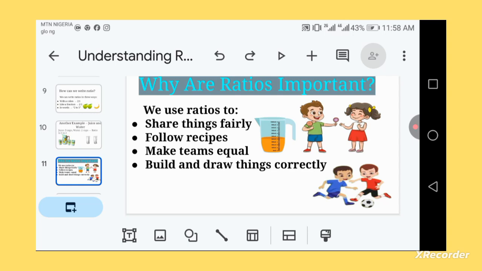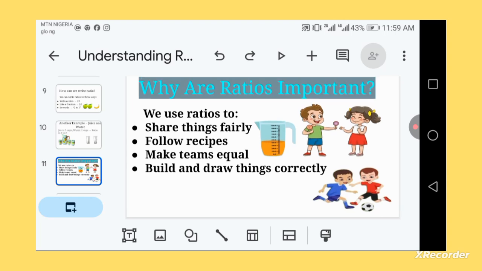So let's dive right into why ratios are important. Ratios are very important. We use ratio to share things fairly. We use ratio to follow recipes. We use ratio to make teams equal. We use ratio to build and draw things correctly. Ratios help us every day. When we share candy, make food or play games, ratios help us make sure everything is fair and right.